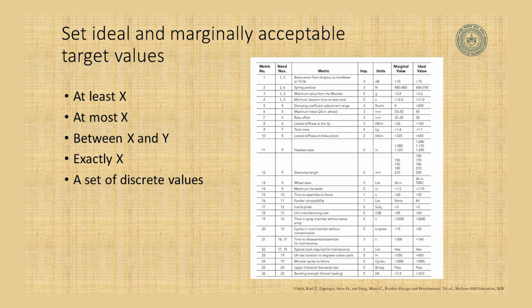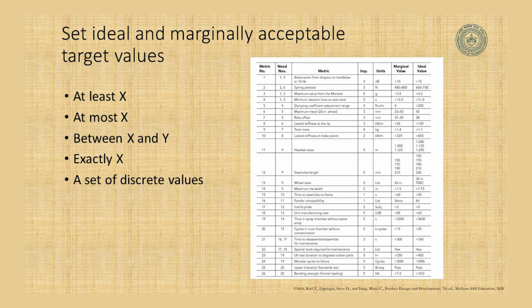So, how do you set the ideal and marginally acceptable values? Well, you can use basic functions like at least x or at most x or between x and y or exactly x. Okay. So, exactly 3 decibels, or less than or equal to 3 decibels, or between 1 and 3 decibels, or equal to 3 decibels. So, that is how you set your target values.